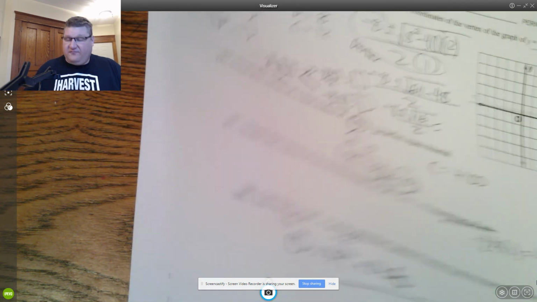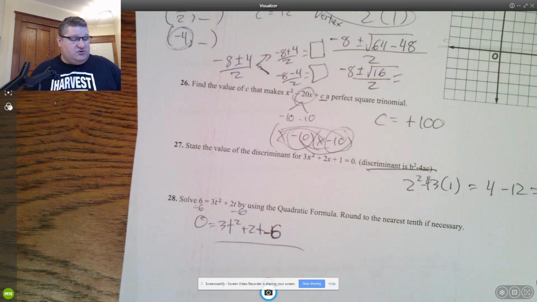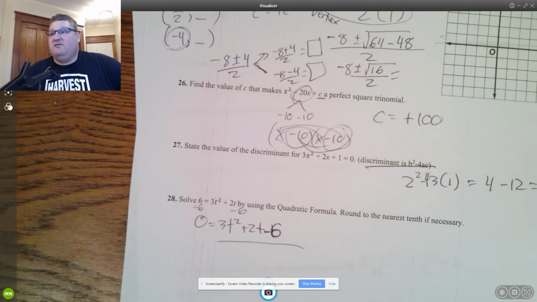Okay, so from there, that should get you most of the way through the algebra review sheet. So make sure you have it done when you return to class on Monday. No excuse.